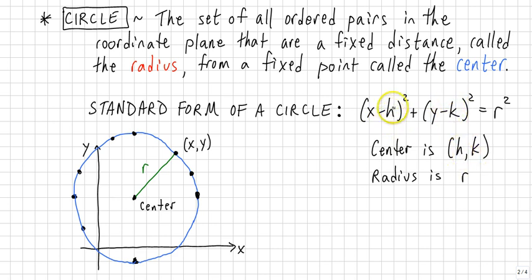h is the number that is with the x in the parentheses, and k is the number that's with the y in parentheses. And it works a lot like our vertex form for a parabola that we just recently studied, where it's minus h and minus k. So when you're looking at the equation, it'll be the opposite sign of what's sitting in the parentheses. And I'll remind you of that when we look at some examples in a second. And then it equals the radius squared. So the radius is just r, but in the equation it'll be squared.